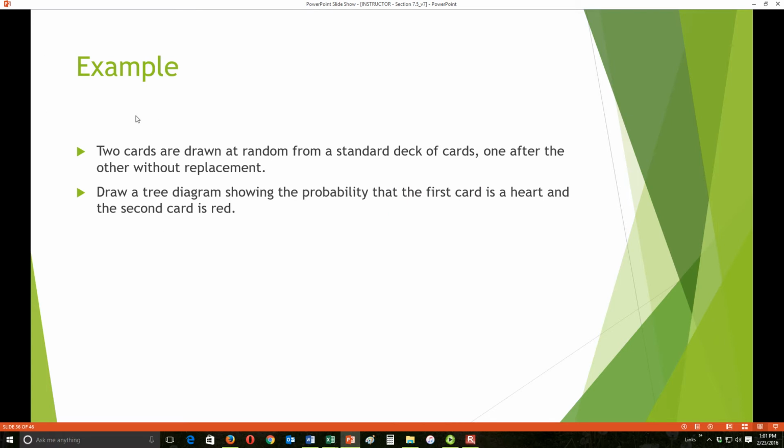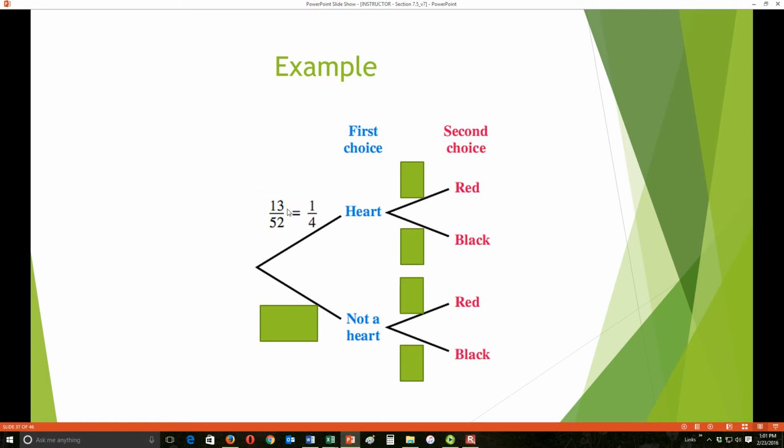Let's look at some more examples. 2 cards are drawn at random from a standard deck of cards, one after the other without replacement. Draw a tree diagram showing the probability the first card is a heart and the second card is red. Well, the first card, a heart, is 13 out of 52, or 1/4. The second card is red is obviously what's remaining, which is 39 out of 52, or 3/4.